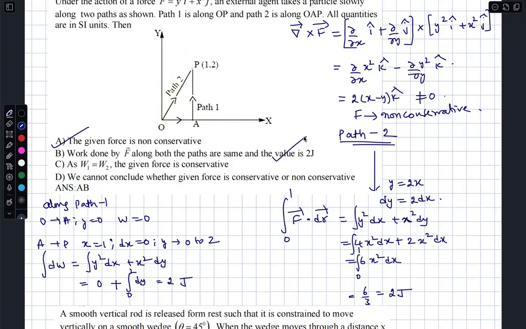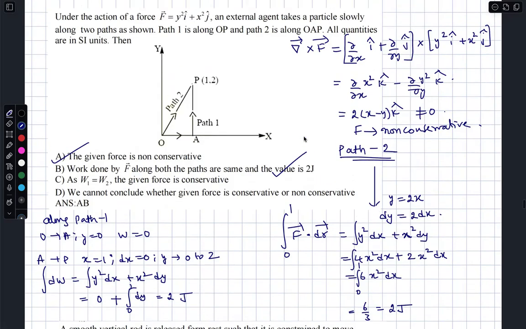Just because work done is the same along the two paths, don't come to a conclusion that the force is conservative force. My clear-cut observation is if del bar cross F bar is 0, force is conservative. If it is non-zero, force is not conservative. That's all. And no other second opinion on this. Right.